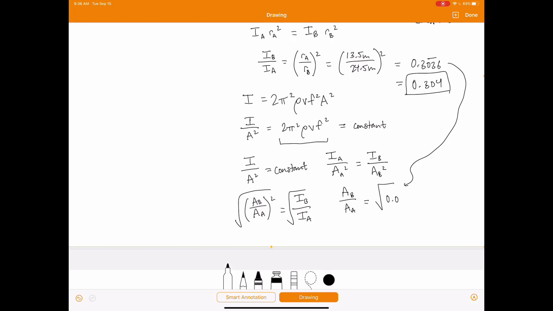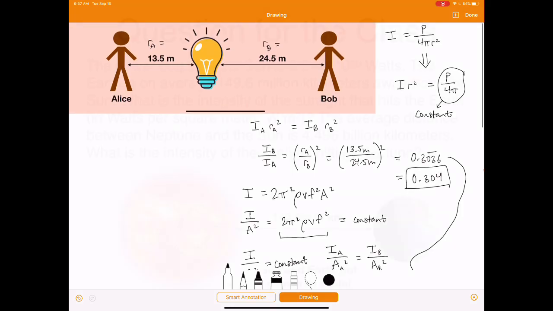So I have 0.3036, and the square root of that is 0.5509. Keep 3 sig figs, this is 0.551. So what that's telling us is the waves that Bob is receiving have about 55% of the amplitude of the waves that Alice is receiving. So Alice is receiving more intense light with higher amplitude. That's what's being shown here.